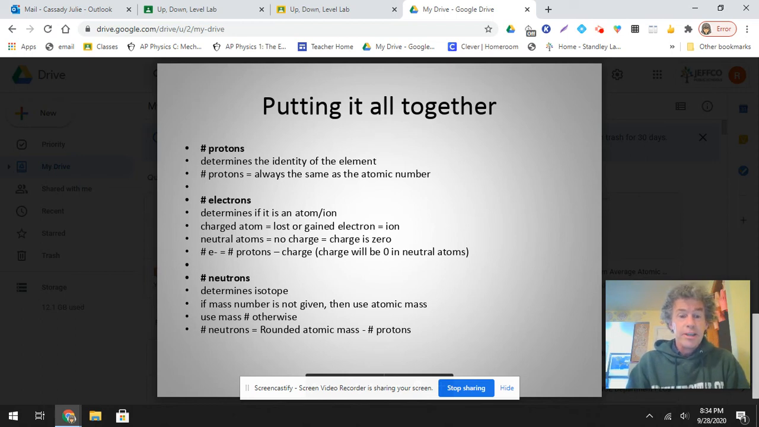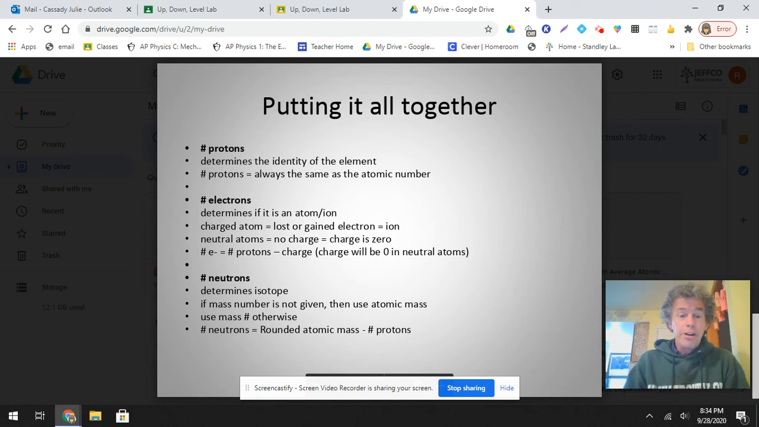Electrons basically determine whether a particle is an atom or an ion. If it's an ion, it's a charged atom, which means it's gained or lost electrons from the base element. If it's neutral, it has no charge, which means the number of electrons equals the number of protons. So to determine the number of electrons, you take the number of protons, subtract the charge, and that will give you how many electrons there are.